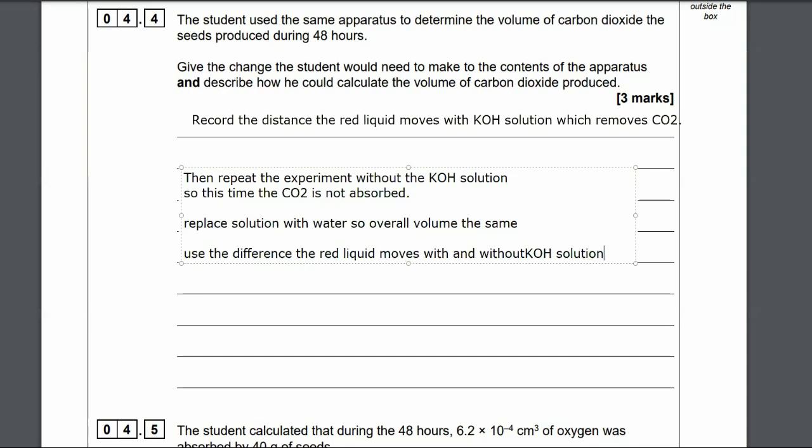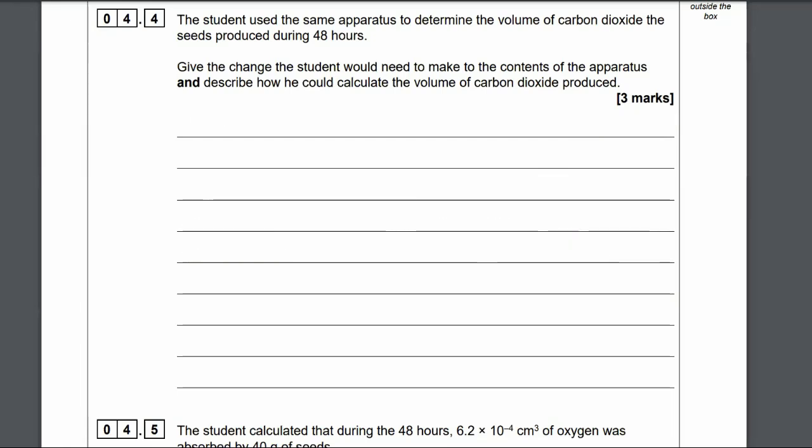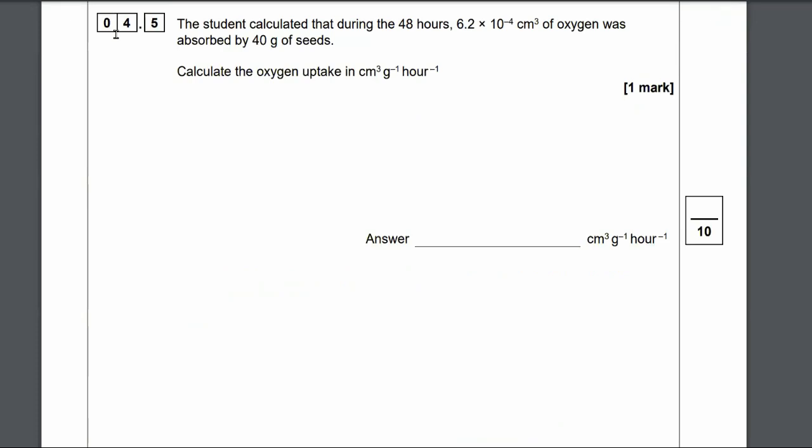In order to keep the conditions the same as a control, you would need to replace the potassium hydroxide solution with water. That way we have the same volume inside the tube and we don't affect the pressure, because remember what happens if you affect the pressure? The red liquid will move more. So we don't want that to be a factor. We want only the fact that carbon dioxide is being released. We only want that to affect the pressure.